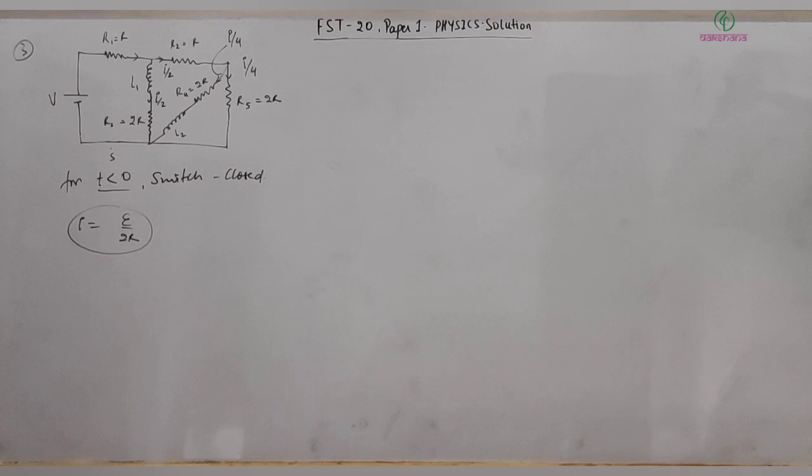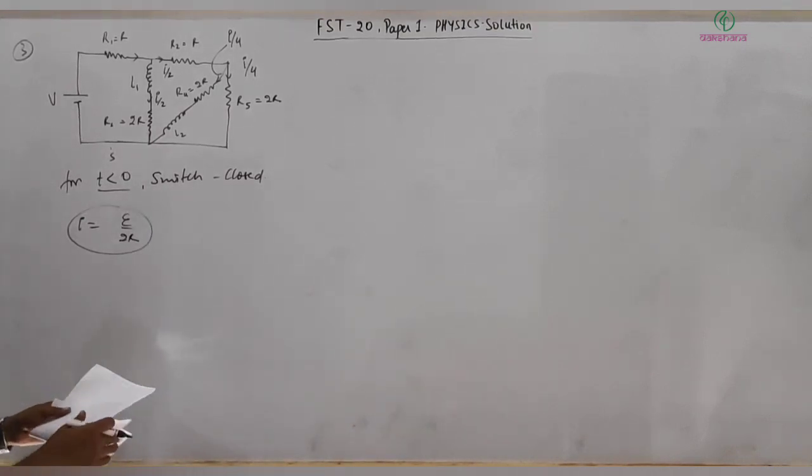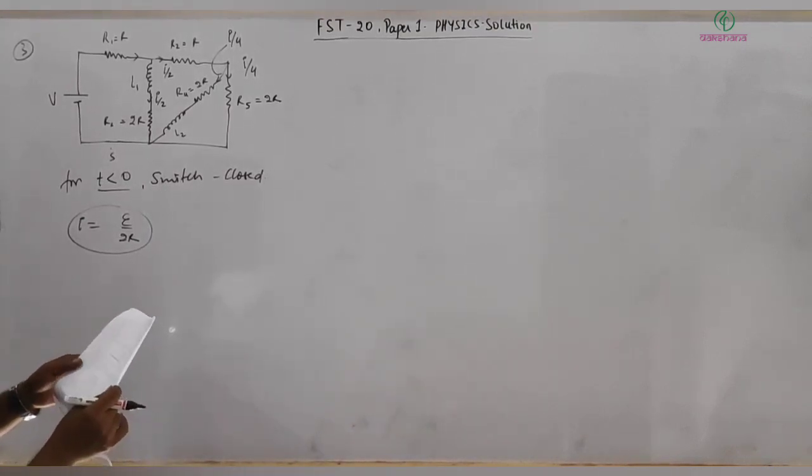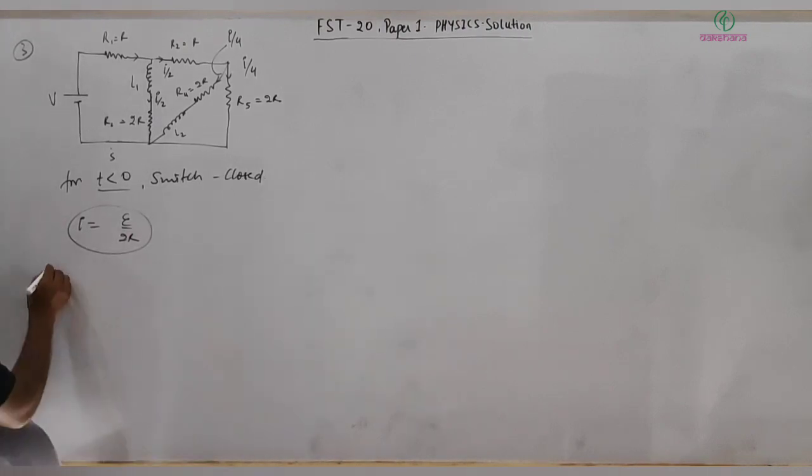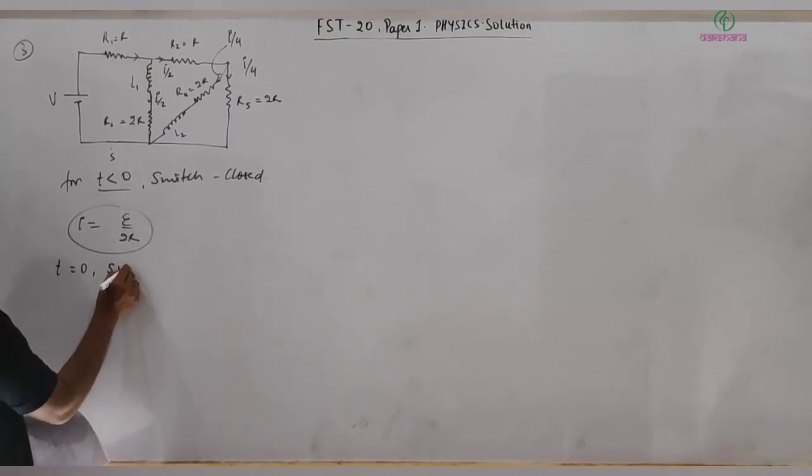Okay, now the switch is closed. Now see the condition: steady state conditions are established. The switch is then opened at t equal to 0. T equal to 0, switch opened.